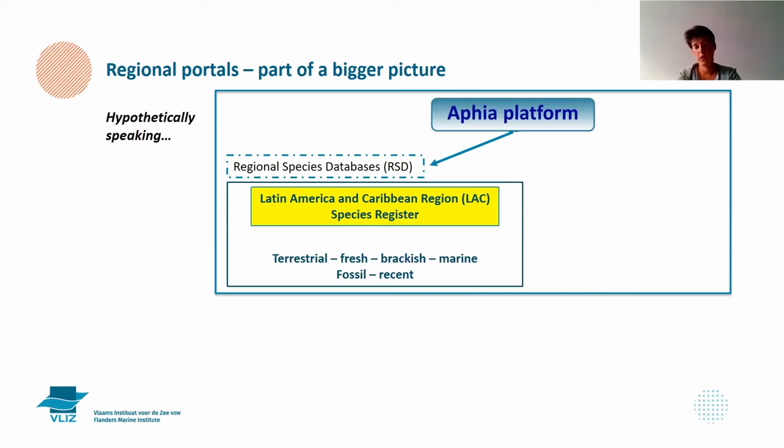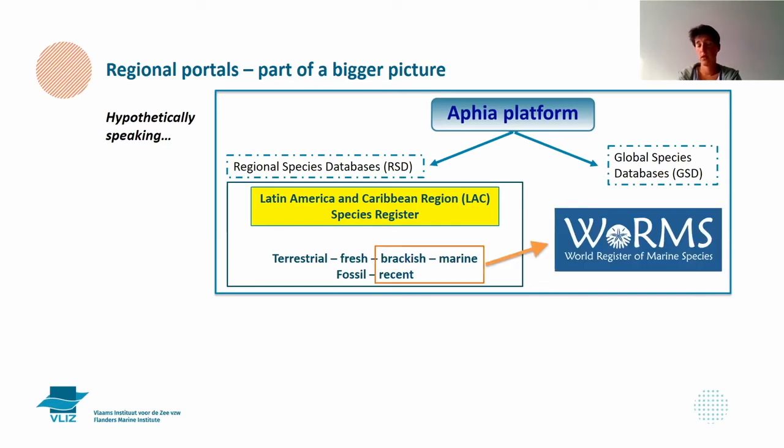Now, if we look back a little bit and just take it as a whole, what will happen is that we also have the global species databases within that platform. So all information that would be available within this regional register, which is brackish and marine, and which is about recent species, will also become part of the World Register of Marine Species without you having to do anything extra. It's just because it is being flagged as marine that it becomes part of WoRMS. No extra actions needed.